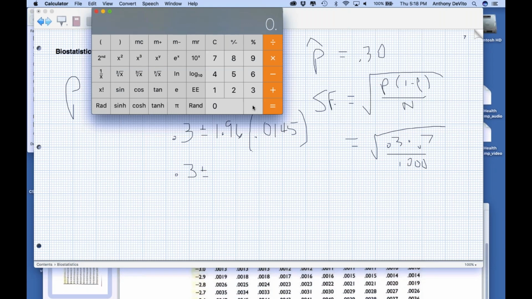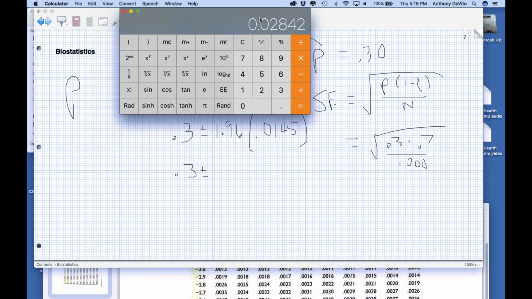Okay, I'm going to call it 0.0145 times 1.96 is equal to 0.028. I'm just going to use the first part of that, 0.028. Like I said, if I could get you guys not to round until you're all done, I would prefer that. But I need to get done here at some point with these problems.